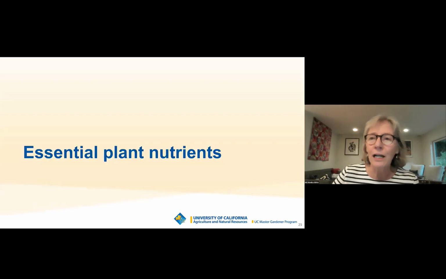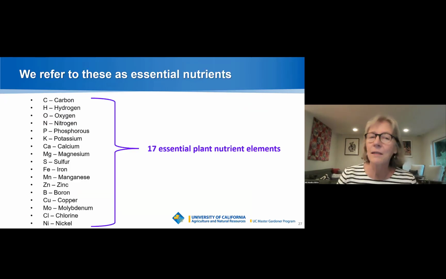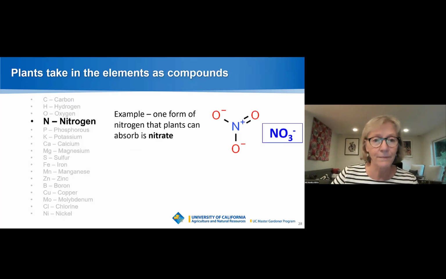So before I talk about fertilizers, I want to talk about essential plant nutrients. 17 elements are vital to plant growth. This is a bit like the ingredients in a multi-purpose vitamin. Here they are in a list. You don't need to remember these beyond knowing that they're important for plant growth. And plants take in the elements as compounds. They generally don't take them in as individual elements. Nitrate, for example, is a compound which includes nitrogen, and it's one form that the plants are able to absorb.